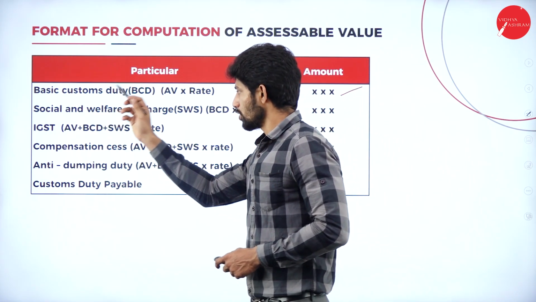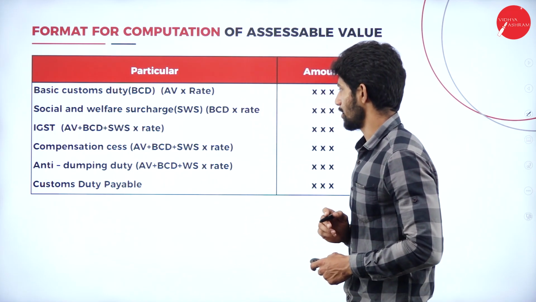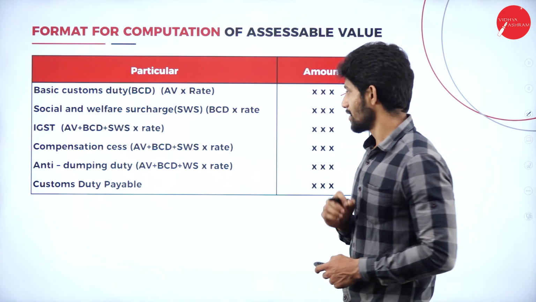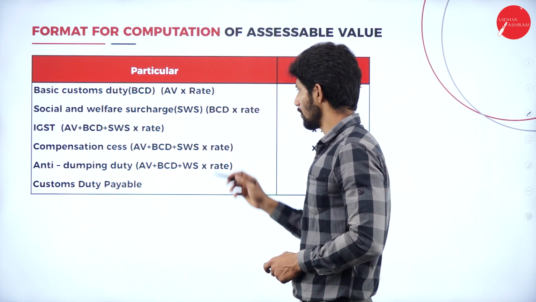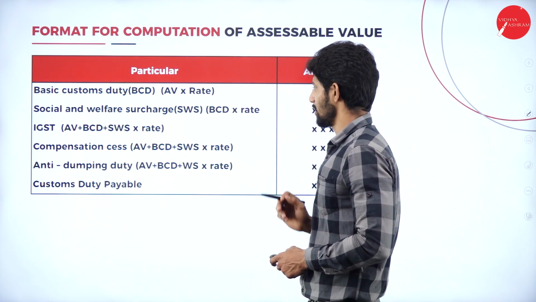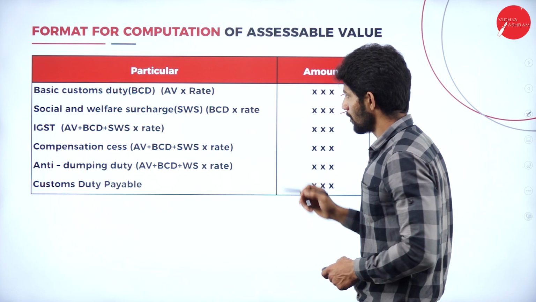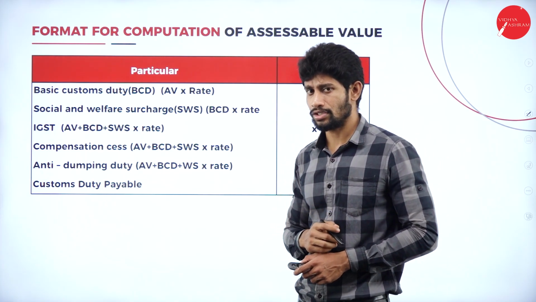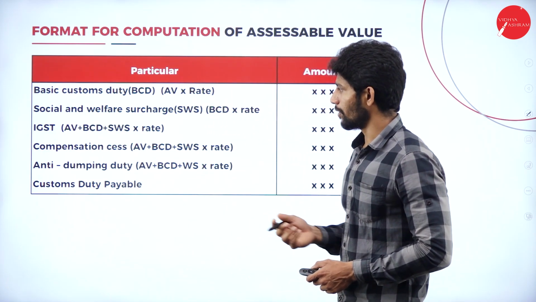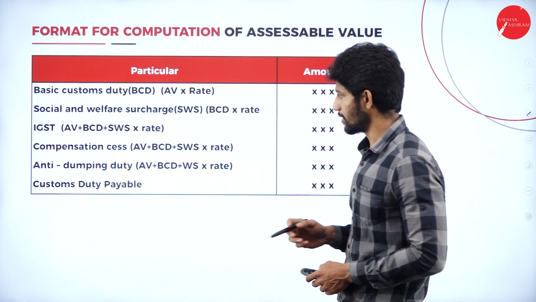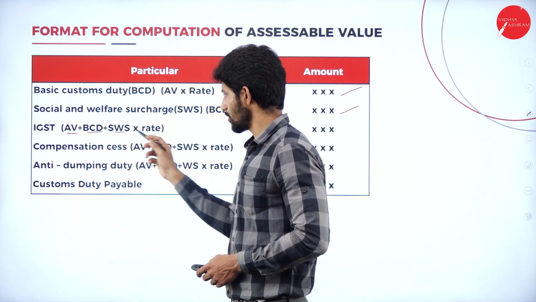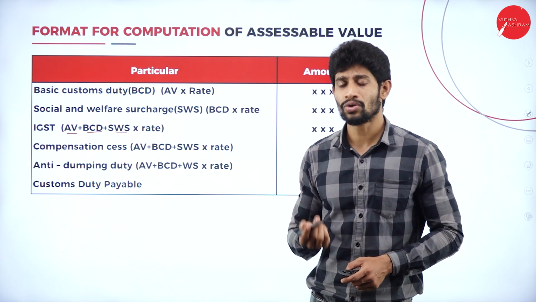Next, social and welfare surcharge. You are supposed to consider social and welfare surcharge. How will you compute it? Based on the basic customs duty into rate. So you will get the value of social welfare surcharge. Next, moving further, IGST. How will you compute IGST? You will compute IGST on assessable value plus basic customs duty plus social welfare surcharge into rate.